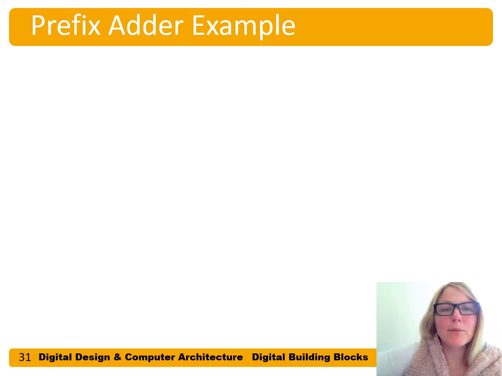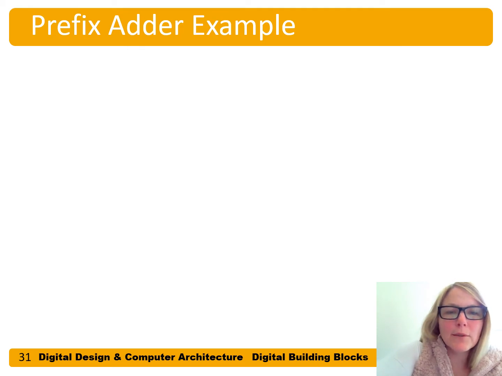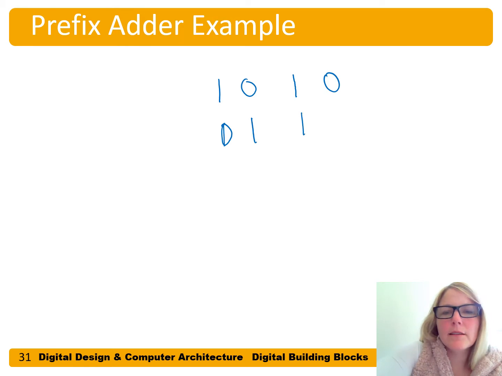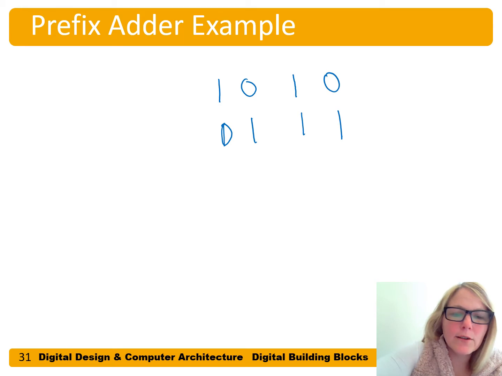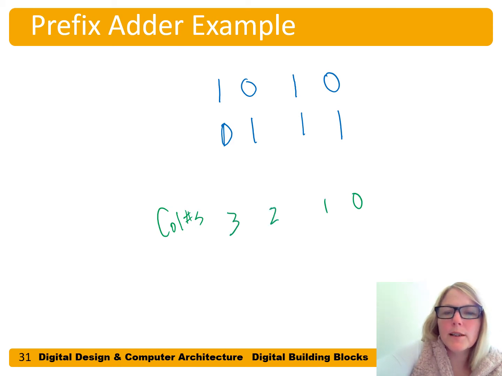So let's do a brief example of the prefix adder. We'll start with our columns. Let's say we have some number that we're adding together. Here's our A value, and here's our B value. Oh, let's make that a 0. And then we'll make our column 0. So here are our column numbers: column 0, column 1, column 2, column 3, and then we have our column sub minus 1.